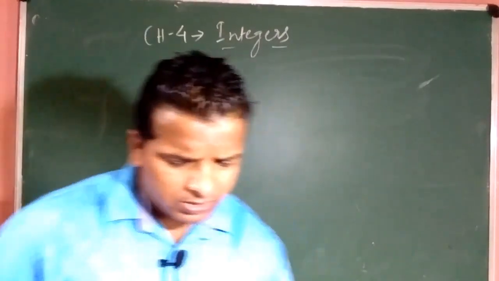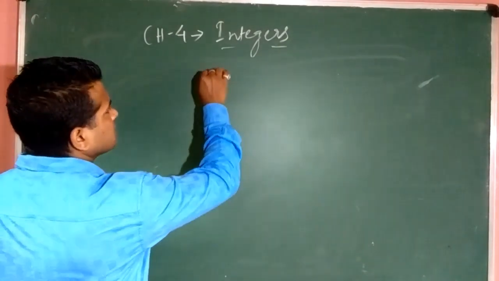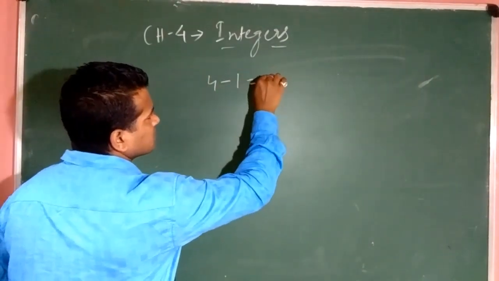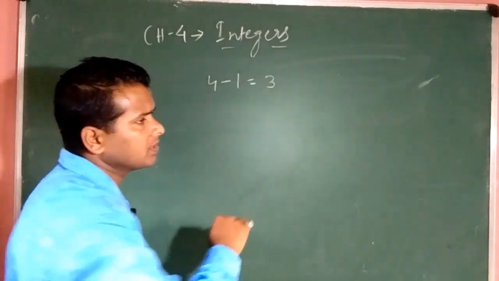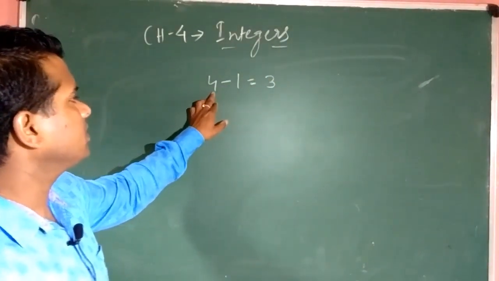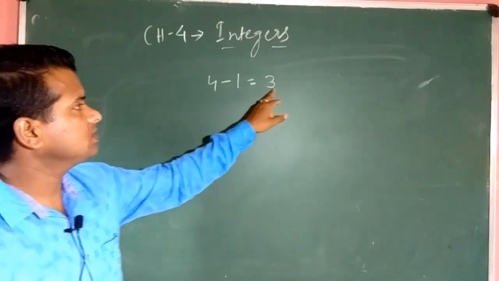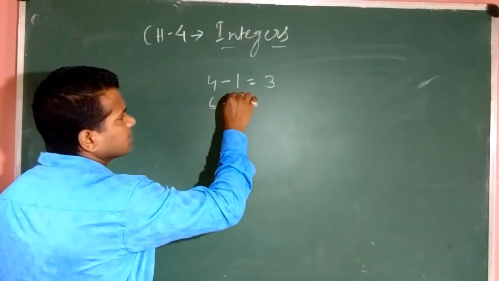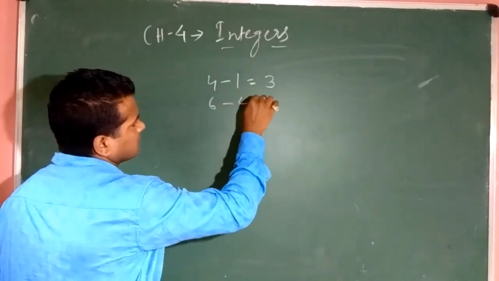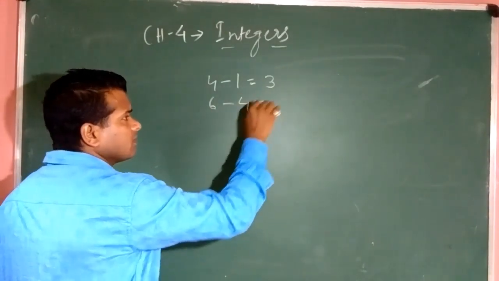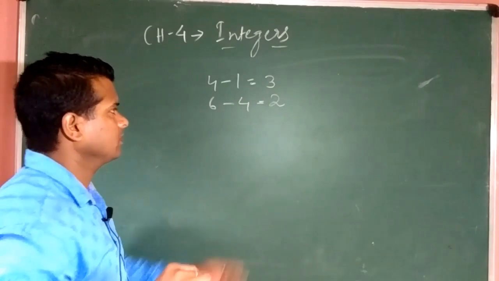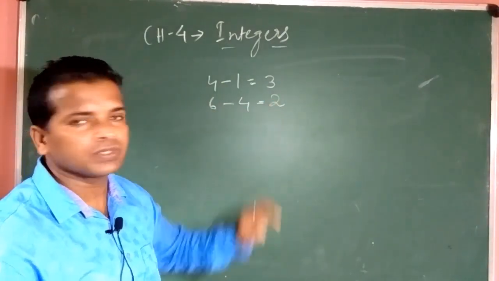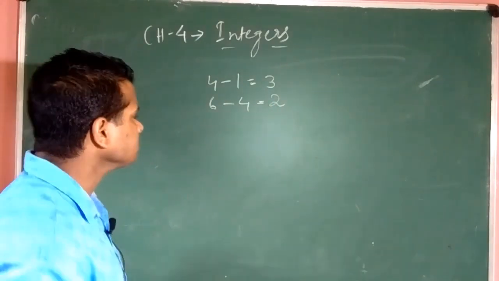But you studied, if it is 4 minus 1, how much? 3. This is also a whole number. 4 is a whole number, 1 is a whole number, and 3 is a whole number. Similarly, if it is 6 minus 4, that is 2. 6 is a whole number, 4 is a whole number, and 2 is a whole number.